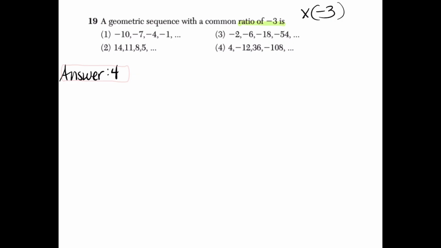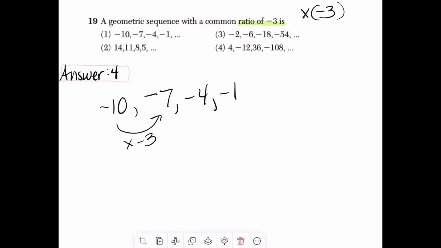So what you would be looking for, let's say I was looking at number 1, and I'm going to have the numbers here. I would look to see if I were to multiply by -3, 10 times -3 does not give us -7. So no, that wouldn't work. And that's kind of what we're looking for. But when we looked at number 4, so starting with 4, if you multiplied it times -3, you get -12.